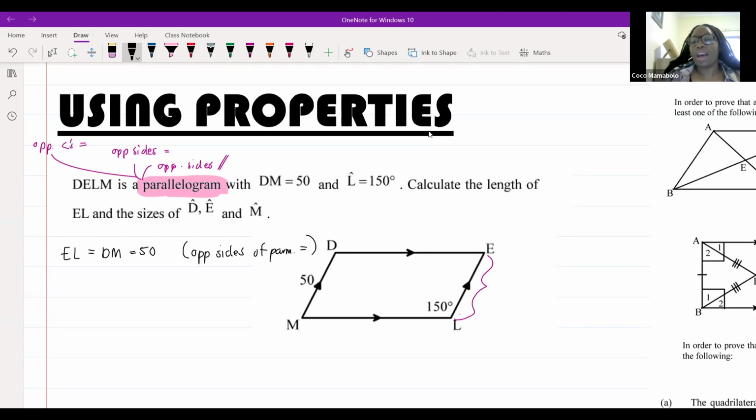Okay, lovely. Now let's talk about angle D. We figured out the length of EL. Now they want us to find the size of angle D. Who can tell me how big is angle D? Good. Sally, you're on fire today. Angle D is equal to angle L, which is equal to 150 degrees. And which property did we use? We have to use that opposite angles of a parallelogram are equal. So we can say opposite angles of a parallelogram are equal.